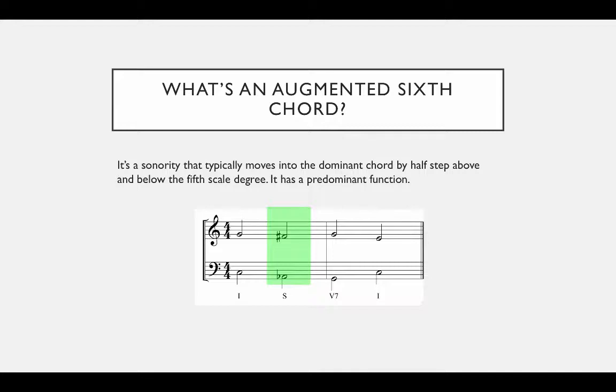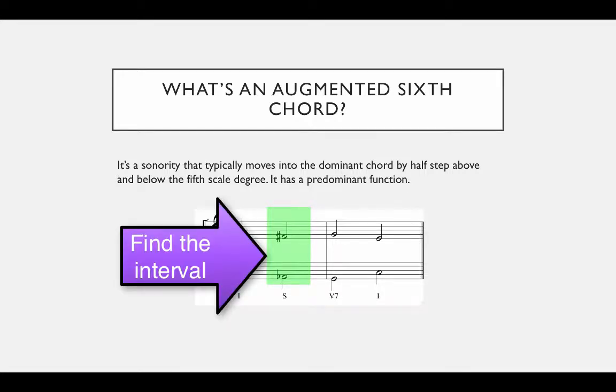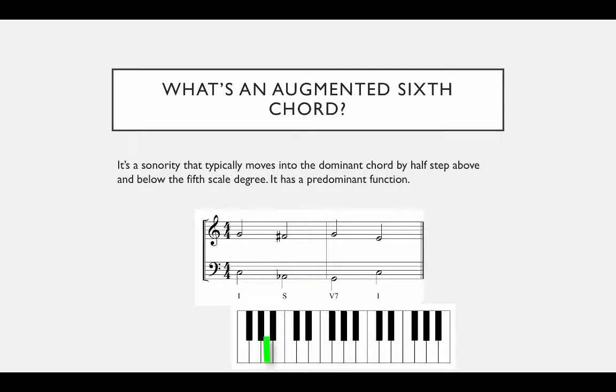Notice the interval that occurs between the bass, A flat, and the soprano, F sharp. Take a second and try to figure out what that interval is. That's right, so A to F is a sixth, A flat to F is a major sixth, A flat up to F sharp is larger than a major sixth, making, that's right, an augmented sixth.